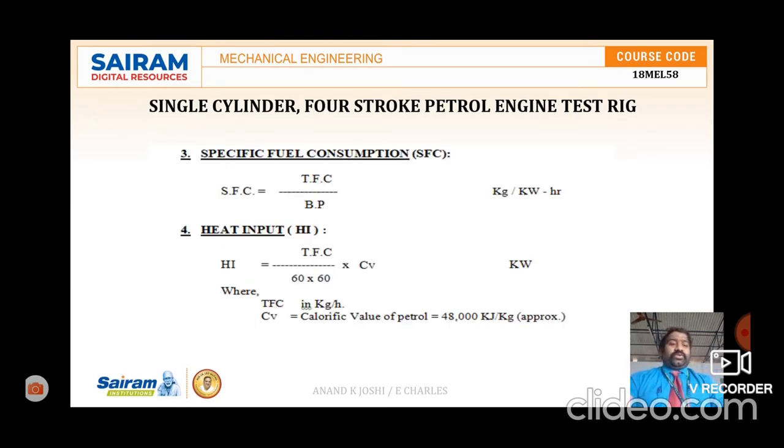The third one we are going to calculate is specific fuel consumption. Specific fuel consumption is the total fuel consumption divided by the brake power, so we get it in kg per kilowatt hour. Similarly, the heat input for the engine is the total fuel consumption divided by 3600, into CV, that is the calorific value. As we discussed, the calorific value is the energy value of that particular fuel, and here, considering the petrol engine, the petrol calorific value is given as 48,000 kilojoules per kg.